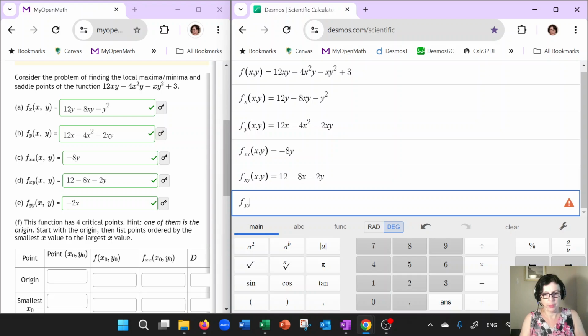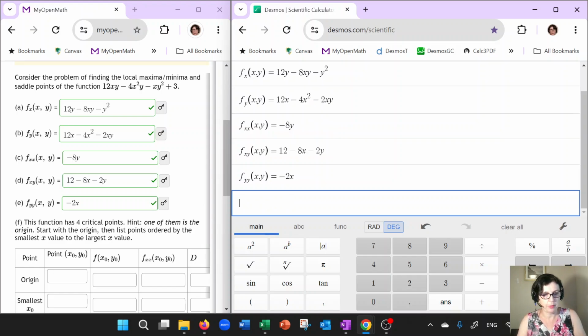Okay, and finally yy, do the same. Now, one other thing that I will need that I am going to type is what is called, because we're going to be using the second derivative test to decide whether it's a local maximum, local minimum, or a saddle point. So you're going to need to define the function d of xy.